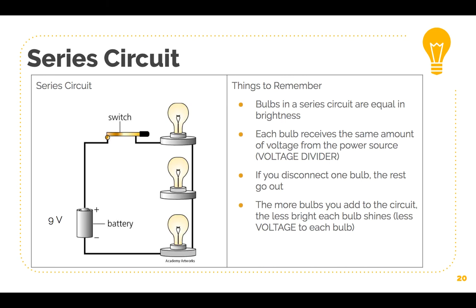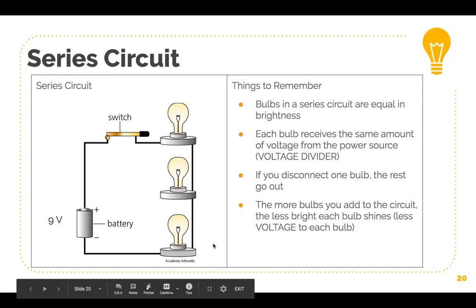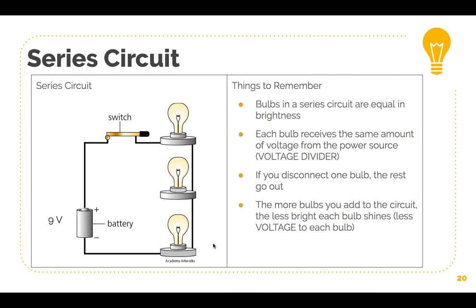Things to remember about a series circuit. In a series circuit, bulbs are equal in brightness. So if all three of these light bulbs were on, they would all be equal brightness. Each bulb receives the same amount of voltage from the power source. We call a series circuit a voltage divider. If you disconnect one bulb in a series circuit, the rest go out.